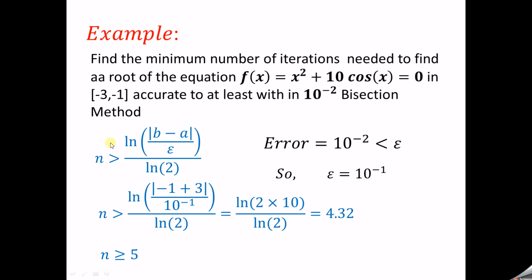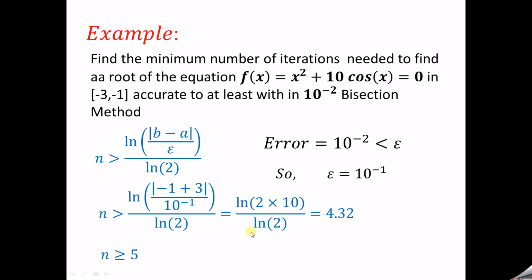So let us put these values in the formula. n greater than ln of b minus a over epsilon, by ln 2. That is n greater than ln of b, where the b value is minus 1, minus a, minus of minus 3, that is plus 3, over epsilon. Epsilon is 10 power minus 1, divided by ln 2. That is equal to ln of 10 over ln 2. That is equal to 4.32.